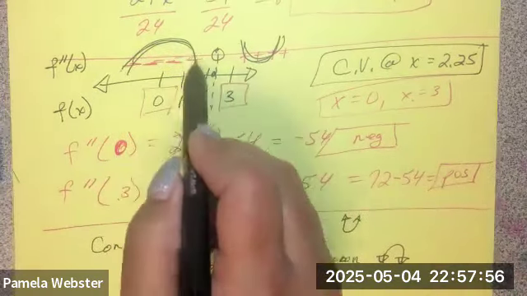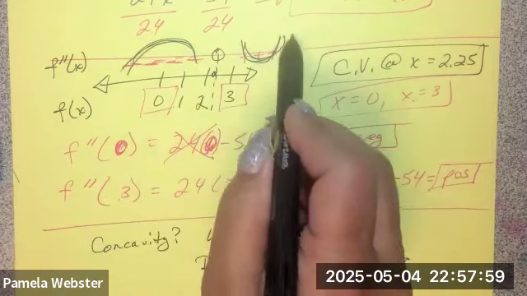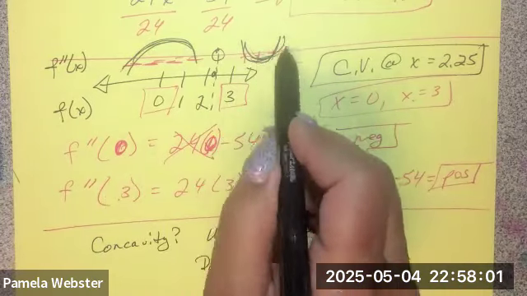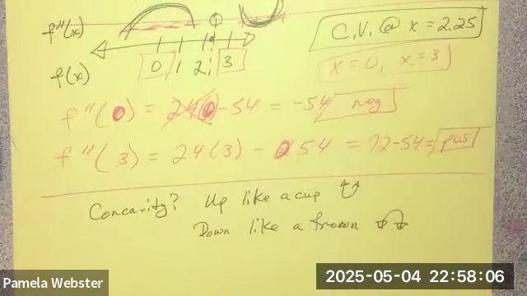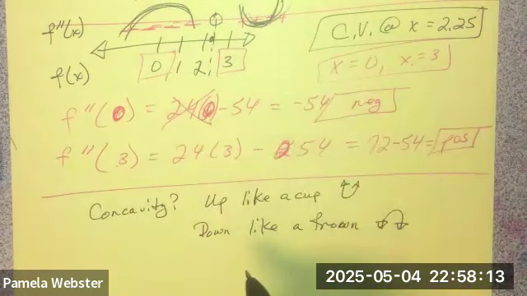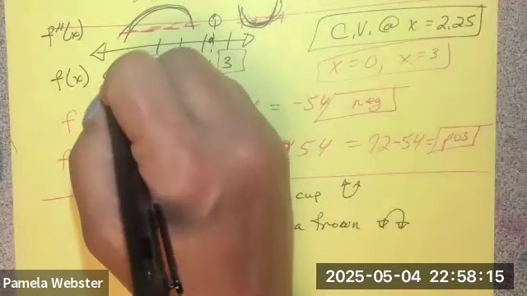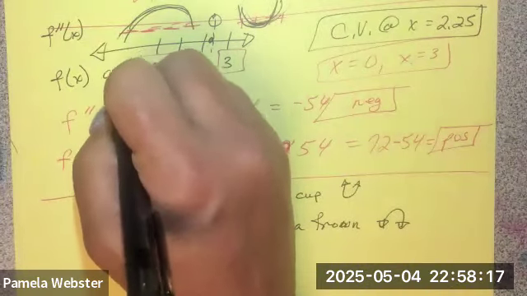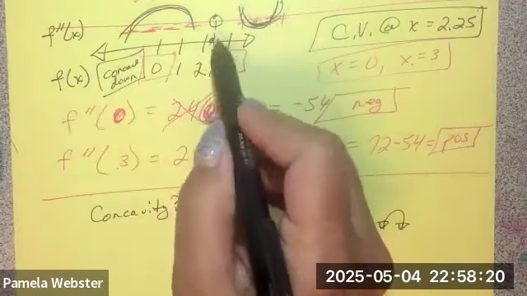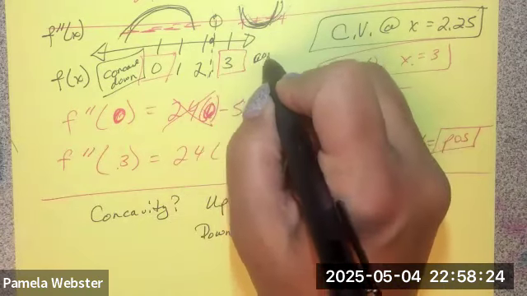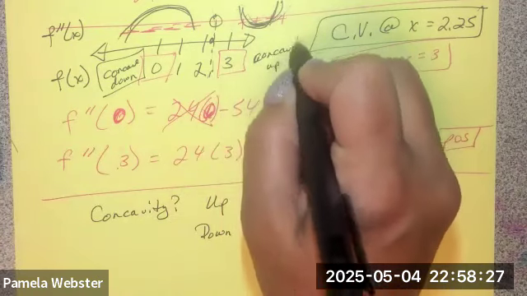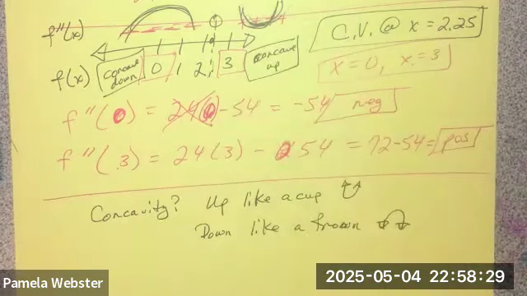It's negative. Negative people are unhappy. This is positive. Positive people are happy. Frowny face. This is a smiley face. Whatever it takes for you to remember that. Okay. So the question becomes, did this thing change concavity? This is concave down. Then right here is my critical value, 2.25, and this is concave up. And the answer is yes, it changed concavity.